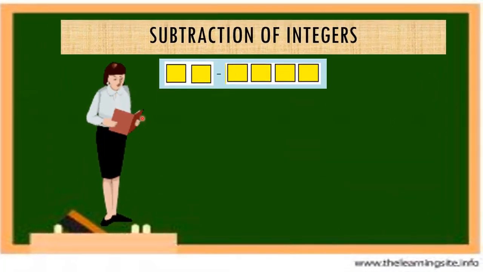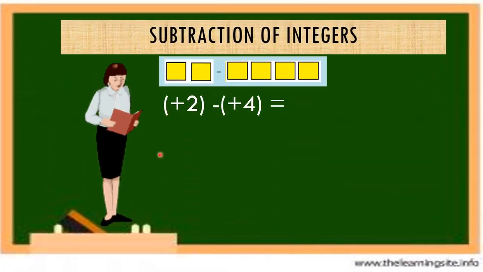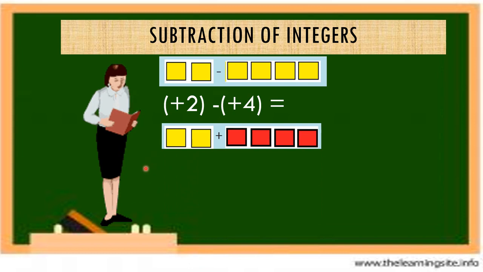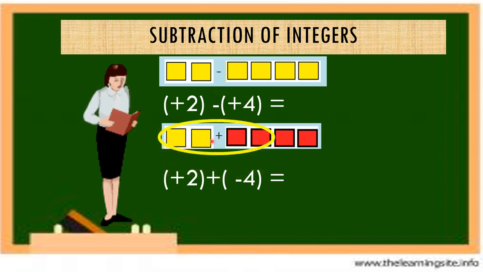We are in the next example. We have positive 2 minus positive 4. So again, we'll change the sign of the subtrahend and proceed to the process of addition. It will become positive 2 plus negative 4. So, we have 2 plus negative 2 is 0. So, what is positive 2 plus negative 4? The result is negative 2.